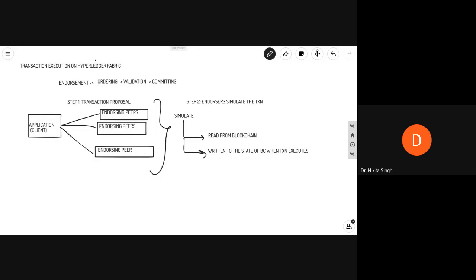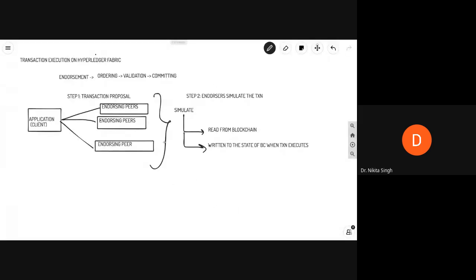Now, what will happen is the application will then submit the endorsed transactions to the ordering service. So as a result of this, some transactions would be identified as being endorsed. That is, these transactions will be executed. Your application will submit the endorsed transactions to the ordering service. So your endorsed transactions are being submitted to your ordering service.